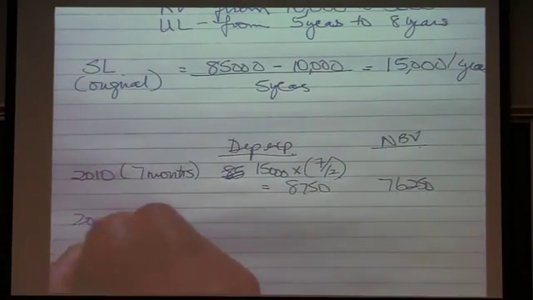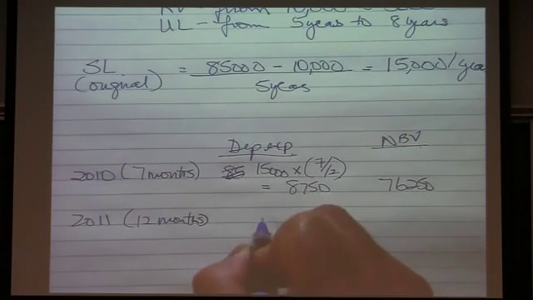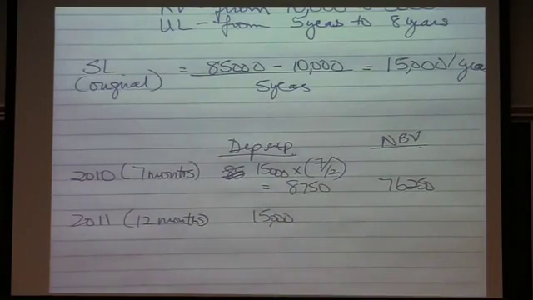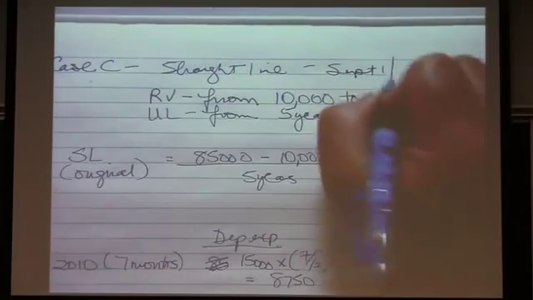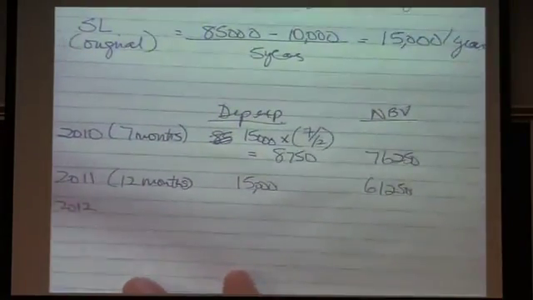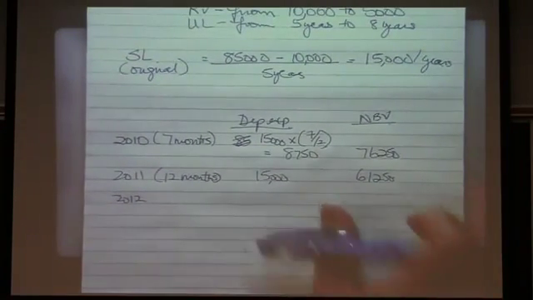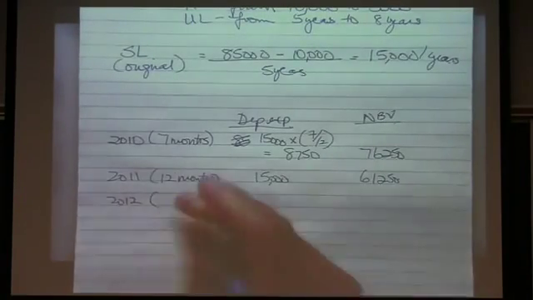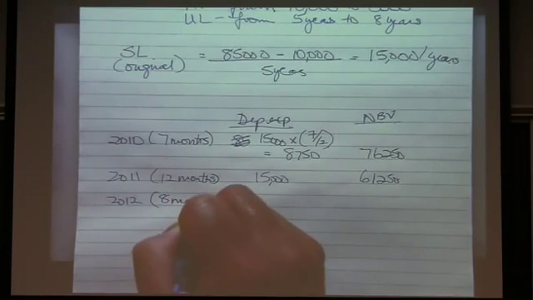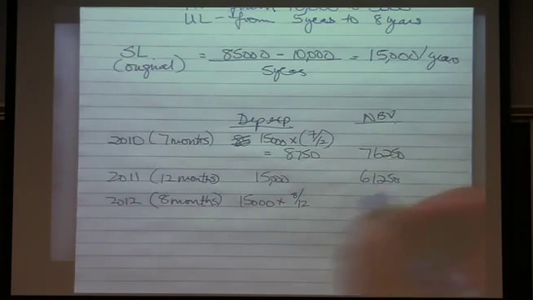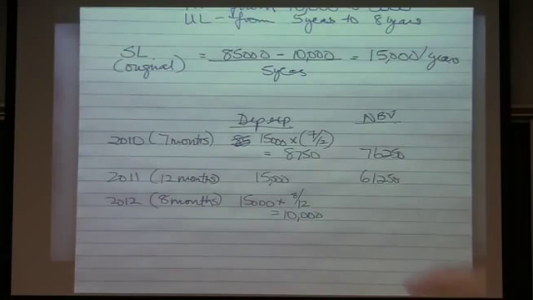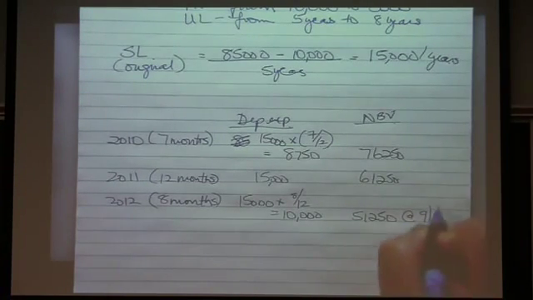For 2011, we have 12 months, so we know that under straight line, the amortization is 15,000. Net book value is 61,250. Now for 2012, this change happens to be on September 1st, 2012. So we need to be mindful of the fact that in 2012, we had a partial year where we need to accommodate the amortization under the old method for 8 months. So we're going to take 15,000 times 8 over 12, and that gives us 10,000. Now, that means that net book value is 51,250. And this is as at September 1st, 2012.